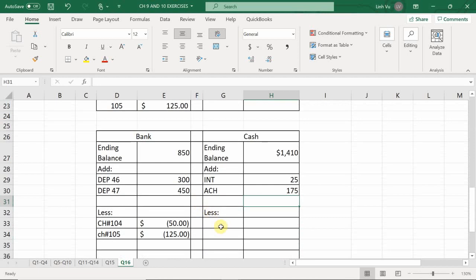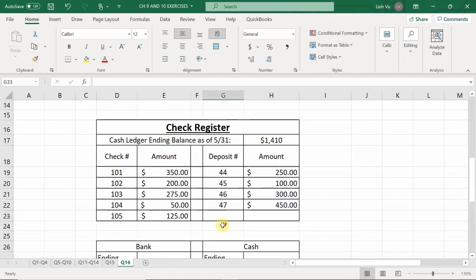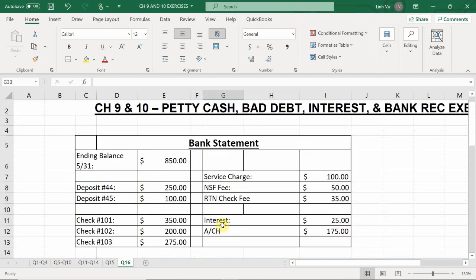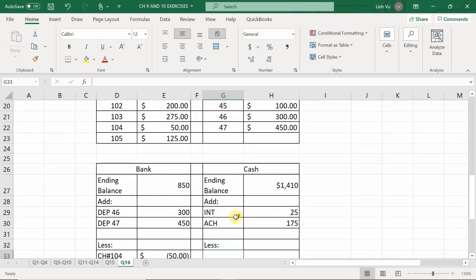Now I need to look at my service fees that I was charged. So in this case, I got charged $100 for service. I wrote an NSF for $50, and I got a return check fee for $35. So in this case, I've been writing a lot of faulty checks here. So 150 and 35. Okay, so let's talk about the service charges.